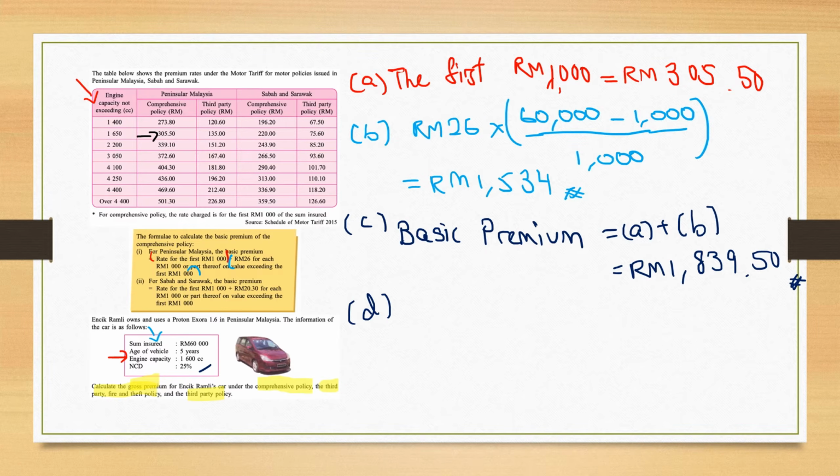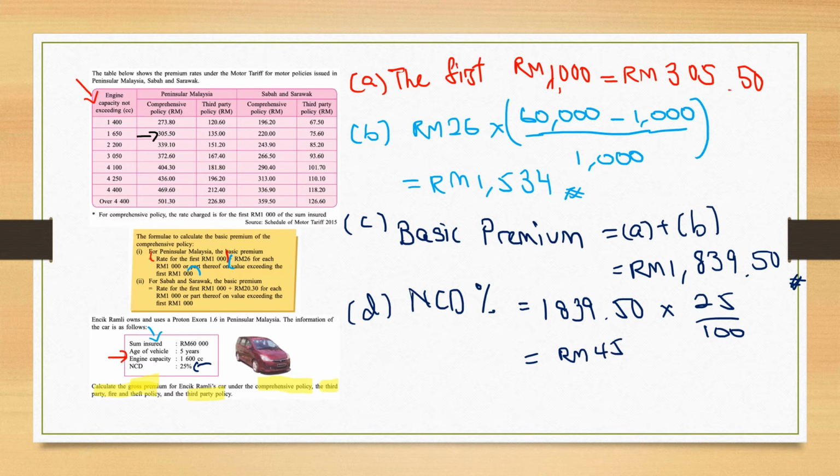NCD right here, 25%. There you go, NCD percentage. Alright. In other words, take your basic premium figure 1839.50 times your 25 over 100. In other words, that will be RM459 and 88 cents.